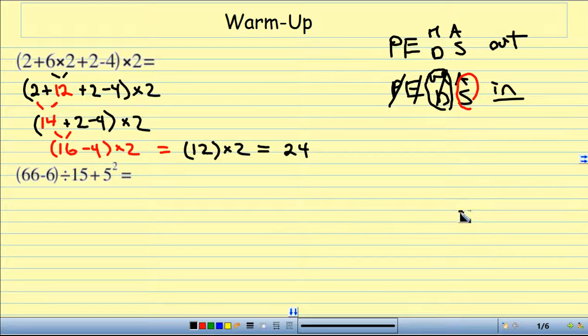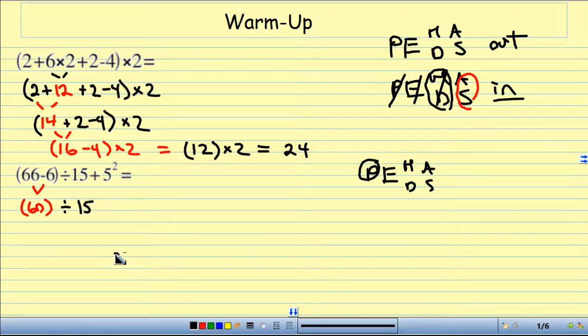Now for this one, I'm going to write my order of operations again. PEMDAS. And I'm going to do inside the parentheses. So I got 66 minus 6. Well, that is 60. And now rewrite the rest. Divide by 15 plus 5 squared. Done with parentheses. Nothing I can simplify inside. 60, 60. So let's do exponents.